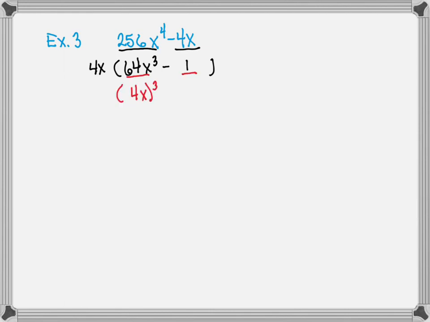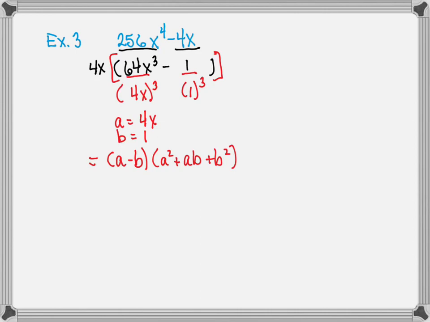So what cubed is 64x cubed? 4x to the third power is 64x cubed. And what cubed is 1? 1 to the third power is 1. So here my a is 4x and my b is 1. This was a difference of two cubes, so I'll write that formula, which is a minus b times a squared plus ab plus b squared. I'll get back to that original GCF that we originally factored out in a moment.